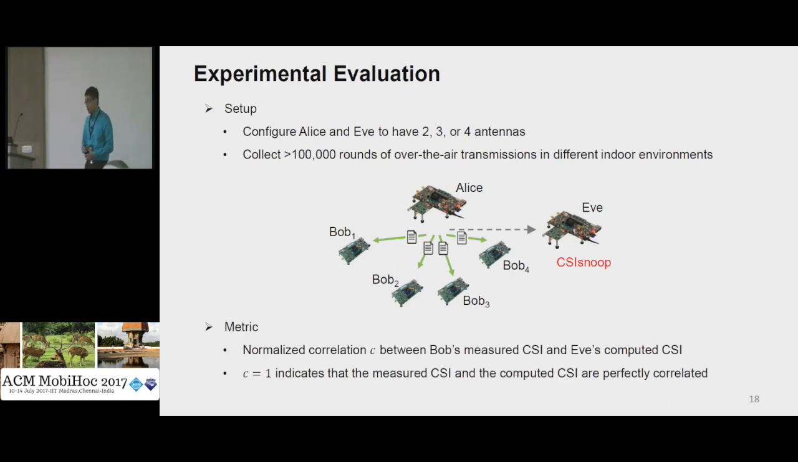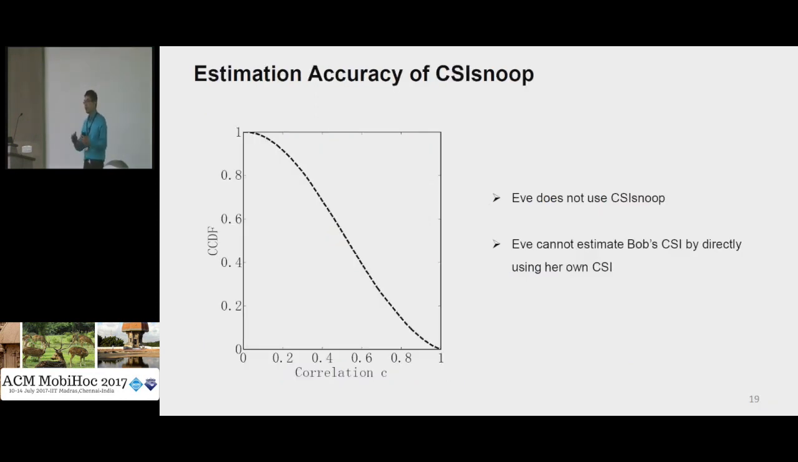The evaluation metric we use in this paper is the normalized correlation C between the CSI measured at client Bob and the CSI inferred at the malicious node Eve. It can be seen that C ranges from 0 to 1, and when C equals 1, it means that the computed CSI is perfectly correlated with the measured CSI at Bob. So to see how well the CSIsnoop framework works, we first take a look at the complementary cumulative distribution function of the normalized correlation C.